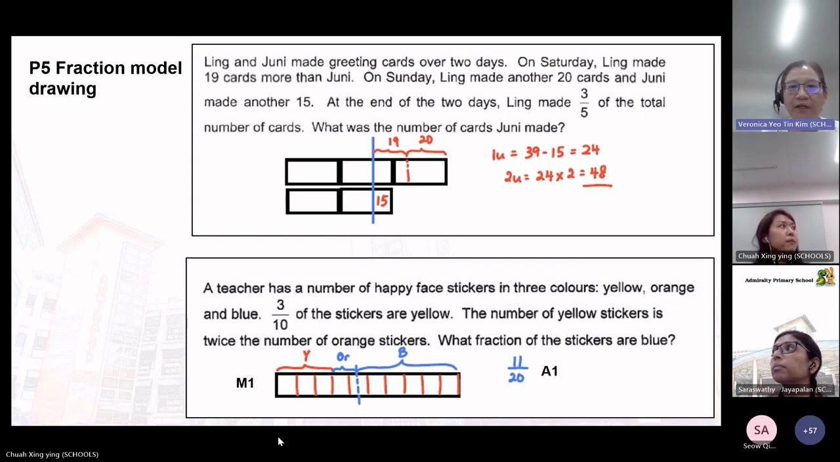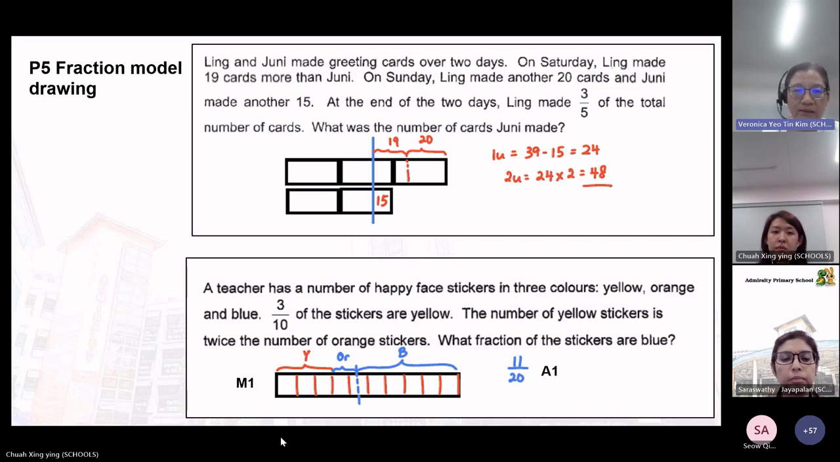I'll walk you through some of the P5 fraction model drawing. These are some of the fraction model drawings that P5, P6s are very used to. They see them in their workbook. They are trained to do it. For instance, if you look at the second question, a teacher has a number of happy face stickers, yellow, orange, and blue. 3/10 of the stickers are yellow. The kids need to understand that 3/10 of the stickers means 3/10 of the total. So when they draw the model, they're looking at 10 units. 3 units are yellow.